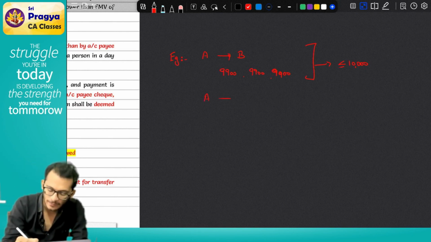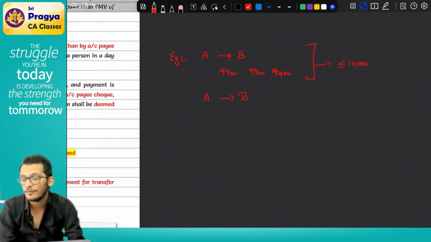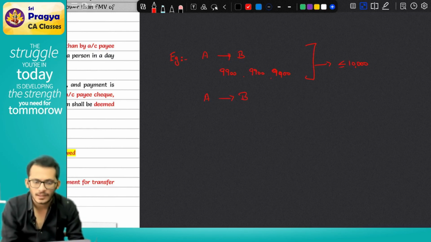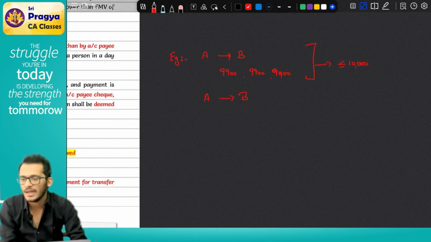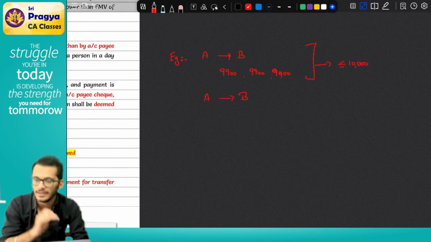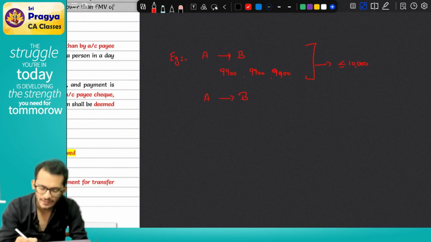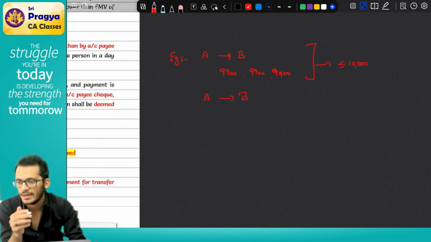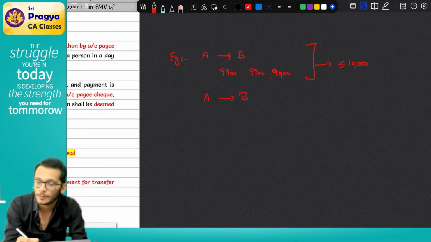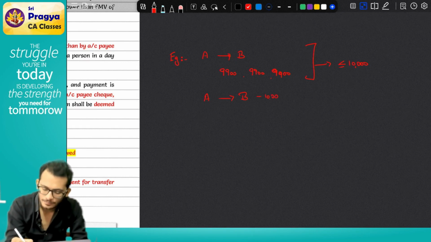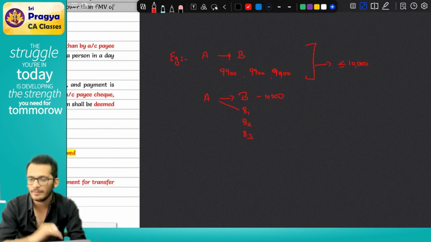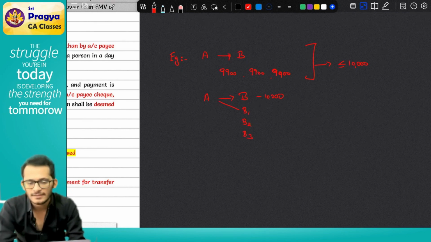Example number 2. I was supposed to make a payment to B of 1 lakh. But B came and said, boss, I need the whole 1 lakh today itself. A said, boss, I cannot pay you 1 lakh in your hand, because if I pay 1 lakh, it will be disallowed for me. What I'll do is, you bring 10 more people. I'll pay 10,000 to him, B1, then 10,000 to B2, 10,000 to B3, up to 10 people I will make 10,000 payments. Is the payment disallowed or allowed?